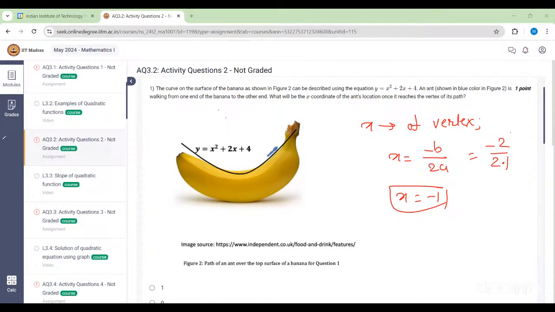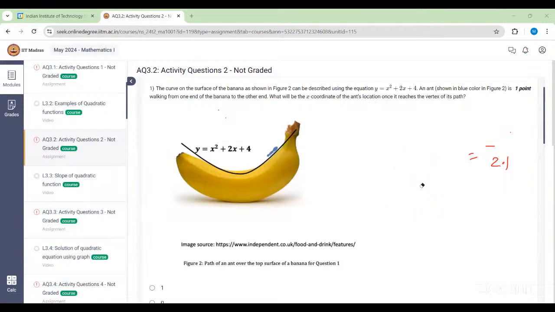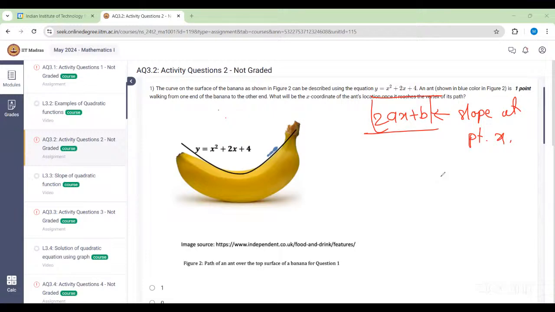Clear? Okay. Ma'am, is the slope also like b by 2a? Correct. The slope of a parabola is determined by this particular expression, 2ax plus b. This is the slope at point x. We use this formula for slope only when the quadratic equation is given. Otherwise it differs.